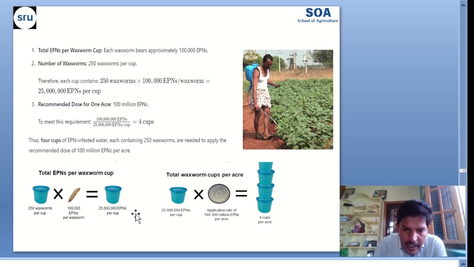So, see here, each waxworm larva can bear approximately 1 lakh entomopathogenic nematodes. Therefore, 250 waxworms can bear 25 million entomopathogenic nematodes. But we need 100 to 300 million EPNs per acre. Therefore, 4 cups of EPN infested water, each containing 250 waxworms, are needed to apply the recommended dose of 100 million EPNs per acre.